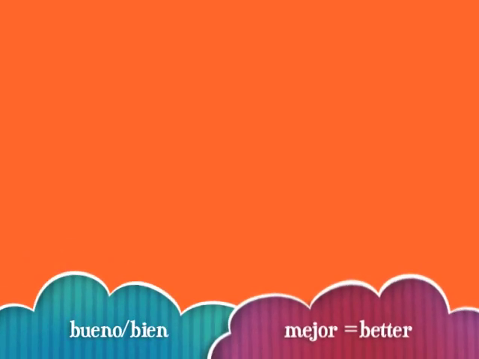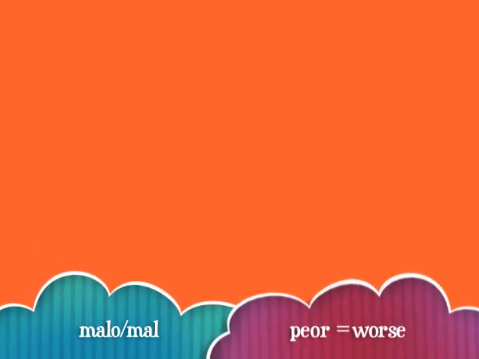Okay, now let's look at the irregular comparatives. These adjectives have irregular comparative forms. Bueno, good, and bien, well, both change to mejor, which means better, when we're making comparisons. Malo and mal, which both mean bad, change to peor, which means worse, when we're making comparisons.